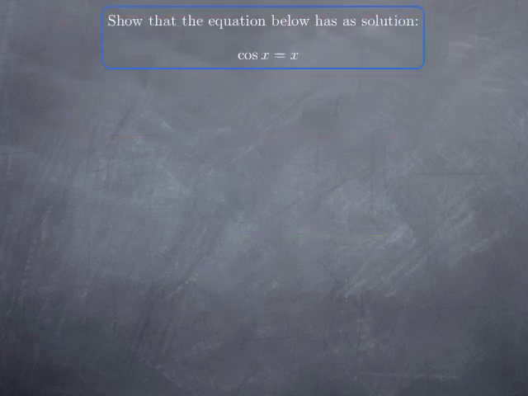Now let's turn to an application. Let's say we want to see that the equation cosine x equal x has a solution. Note that the question is not to solve the equation, but just to justify that there is a solution. How to proceed? Let's consider the function f of x defined by cosine x minus x. Of course, showing that cosine x equal x has solutions is the same as showing that the function f takes the value 0.